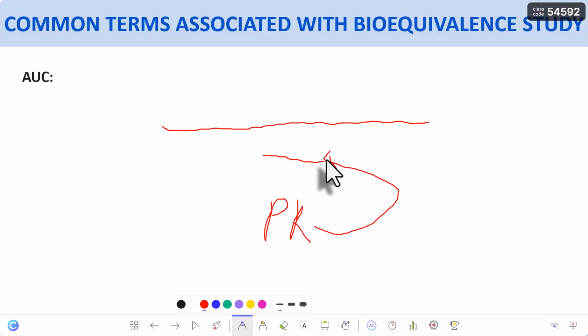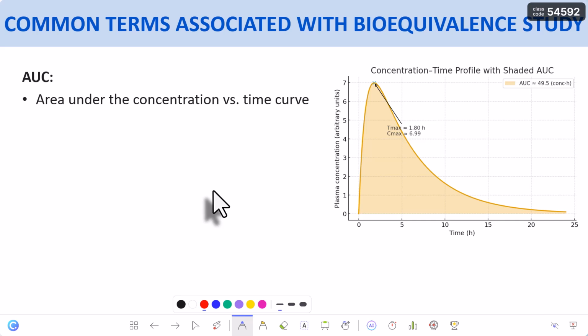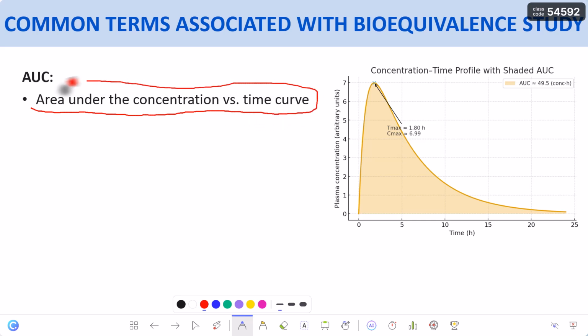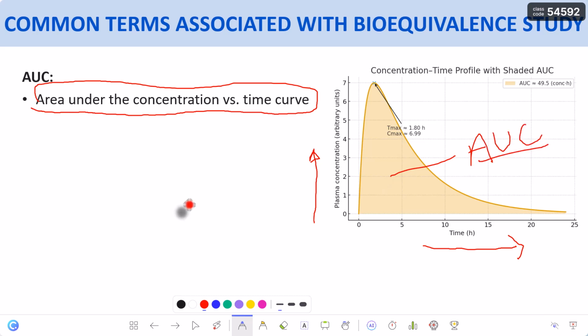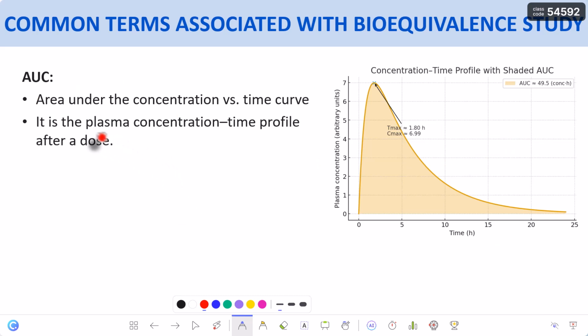Let us first understand the definition of AUC. AUC is defined as the area under the concentration versus time curve. You can see this AUC over here. The time is plotted across the x-axis and the plasma concentration of a drug substance is plotted across the y-axis. Whatever area you can see under this curve is called the AUC. So it is the plasma concentration-time profile after a dose.